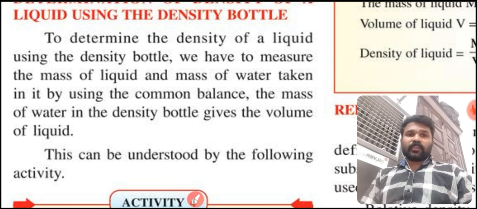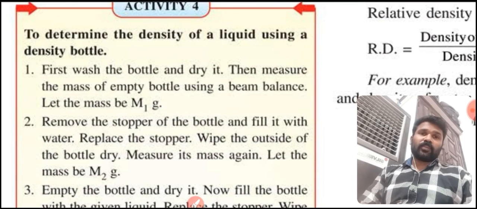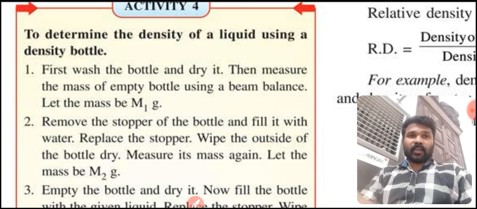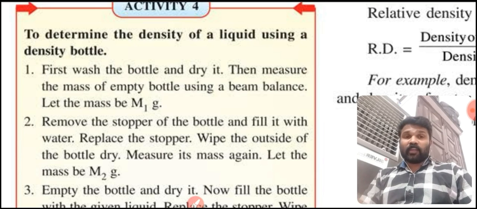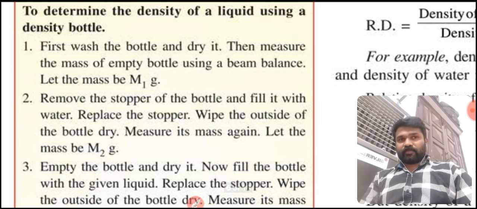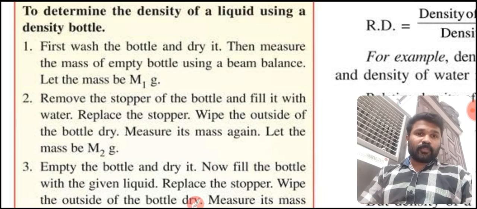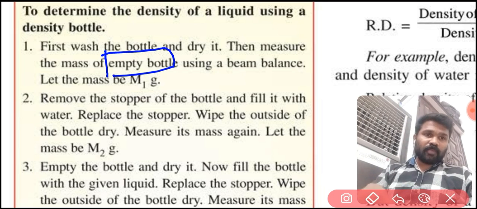This can be demonstrated by the following activity, activity number 4, to determine the density of a given liquid using a density bottle. What to do here? First, wash the bottle and dry it. Then measure the mass of the empty bottle by using a beam balance.